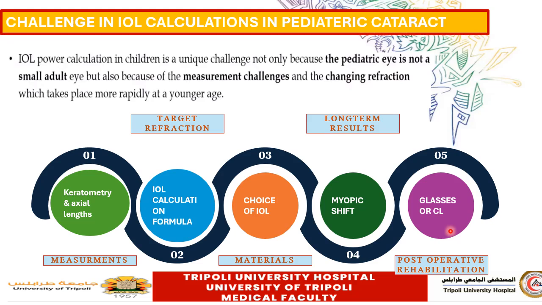And at the end, we should take into consideration that even after IOL implantation, you still need strict post-operative rehabilitation of the patients for other issues like post-operative astigmatism after surgery, and sometimes you need to add glasses or contact lenses on top of the IOLs because of unpredicted errors or any refractive surprises. So all these issues are very important and represent a big challenge to surgeons to achieve a satisfactory result for these patients.